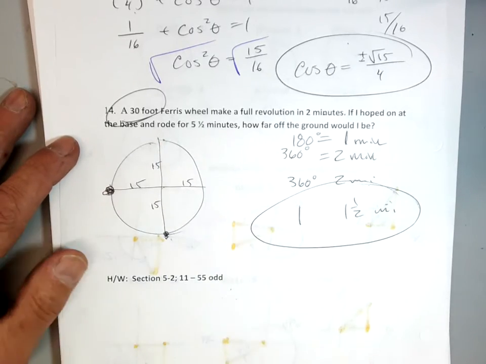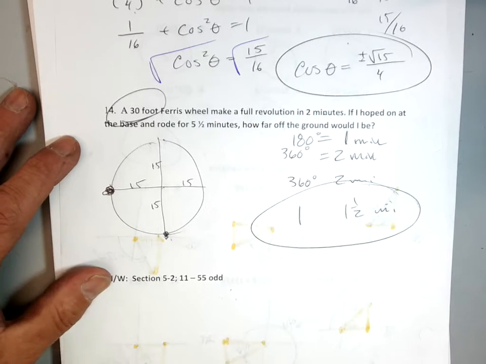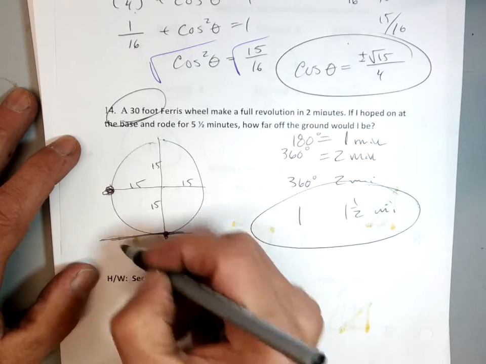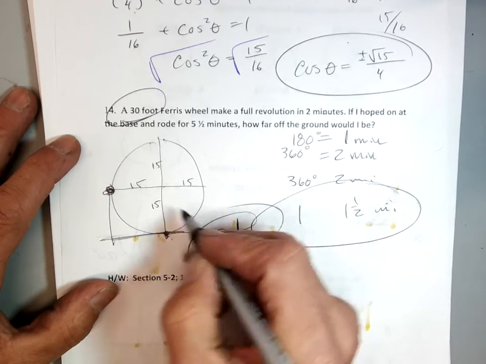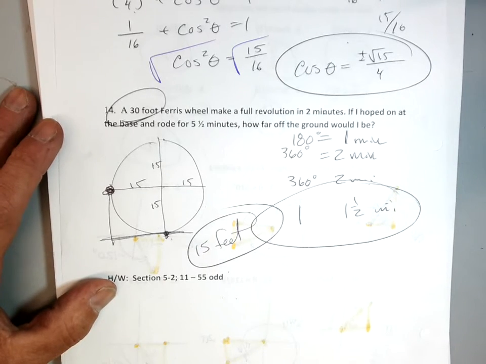How high off the ground are we? 180. 15 feet. That wasn't so bad, was it?